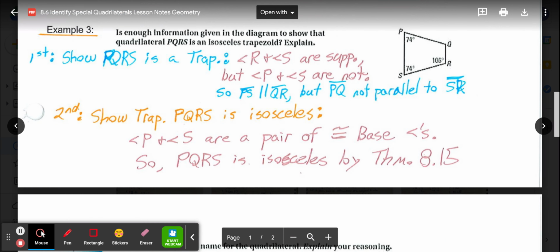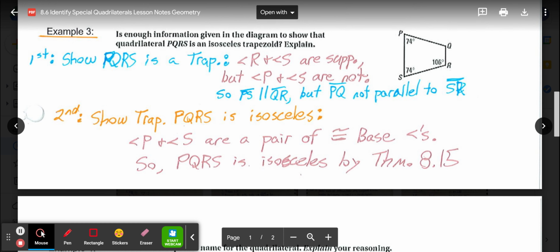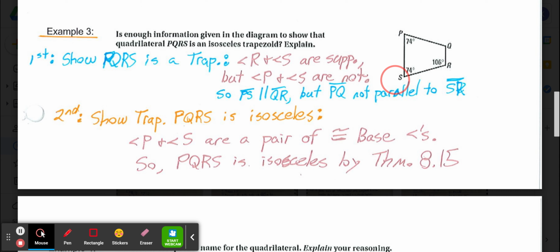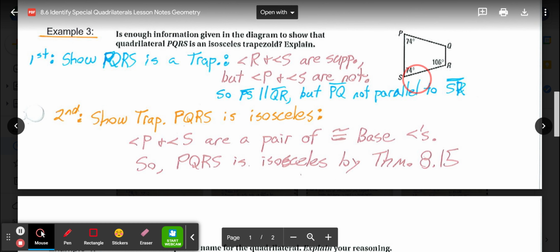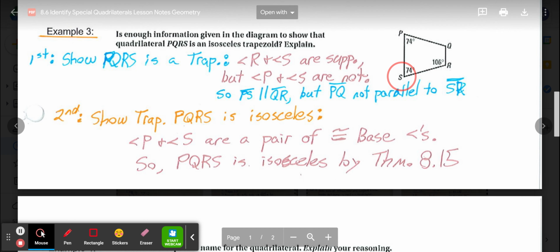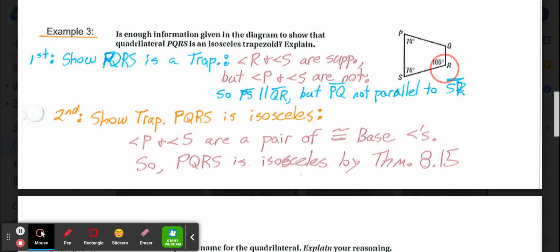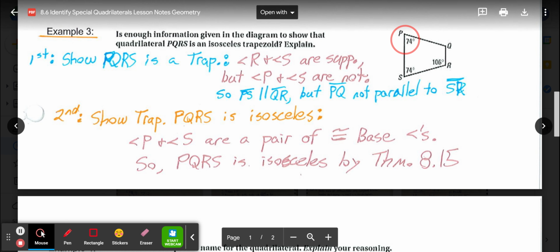Then we go to example 3. Example 3 asks, is there enough information given in the diagram to show that this quadrilateral, PQRS, is an isosceles trapezoid? Explain. First we want to prove that PQRS is a trapezoid. Well, what we know is angle R and angle S are supplementary. They add to 180. P and S are not.